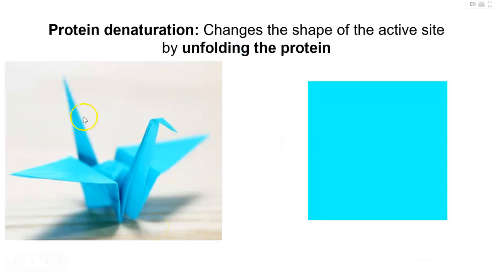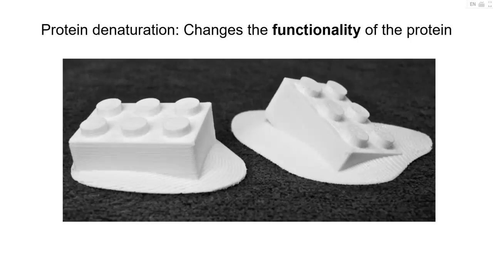Protein denaturation essentially changes the shape of the active site or the protein itself by unfolding it. So this might be a little easier way to understand how the functionality of the protein changes through denaturation. If you were to put a Lego in a microwave and it melted like this, you would no longer be able to use that Lego to connect with something else, because the active site, where it connects to another molecule, the substrate, has changed entirely, so it cannot connect anymore. It is pretty much useless.